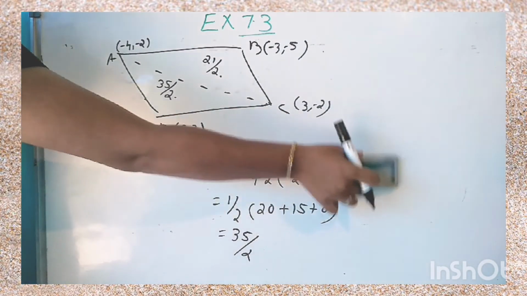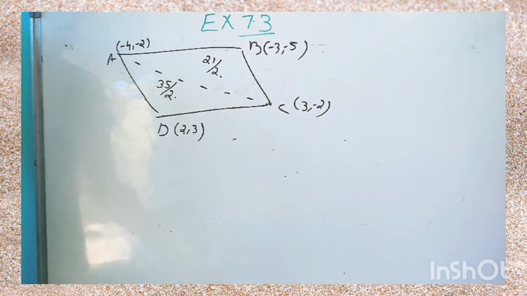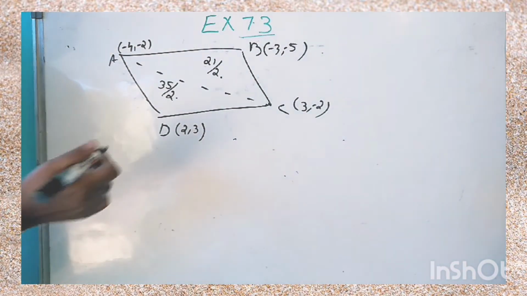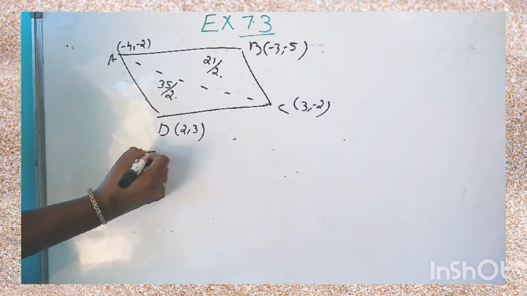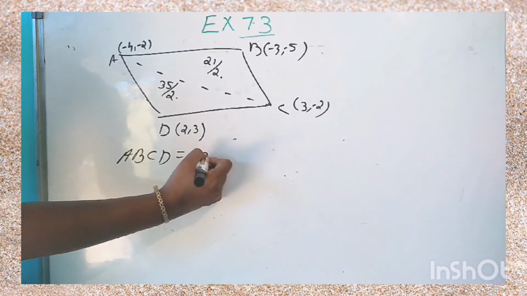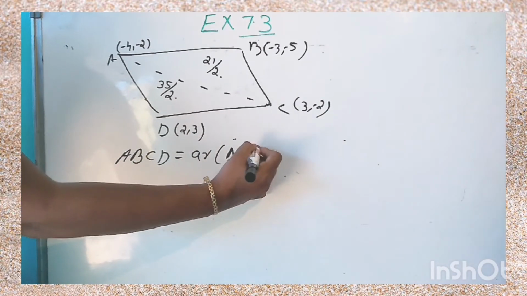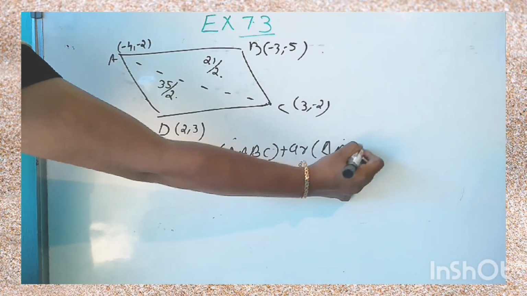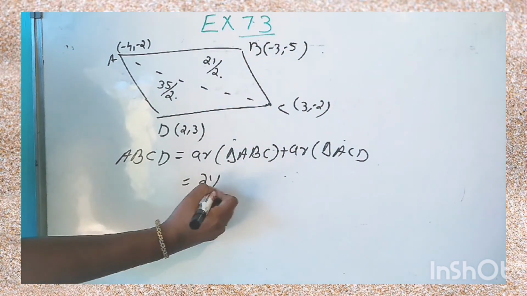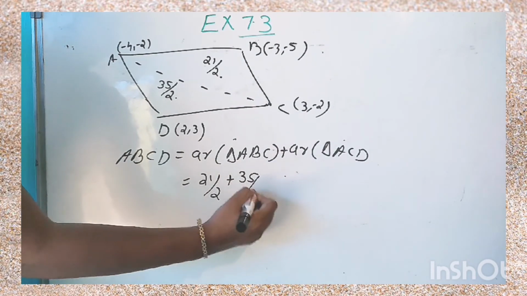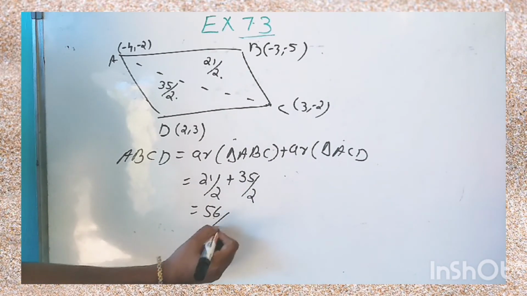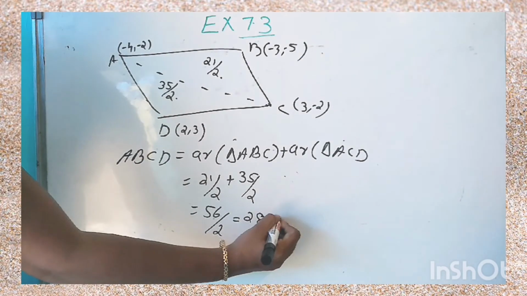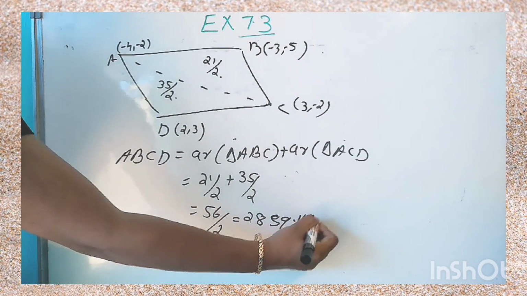Actually, we need to find out the area of the quadrilateral ABCD. So area of the quadrilateral ABCD is equal to area of triangle ABC plus area of triangle ACD, equal to 21 by 2 plus 35 by 2, which is equal to 56 by 2, equal to 28 square units.